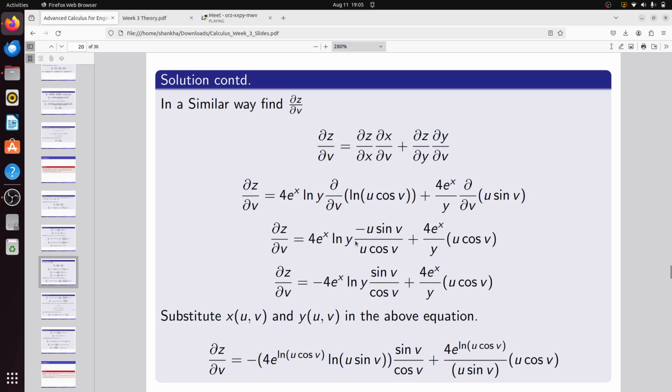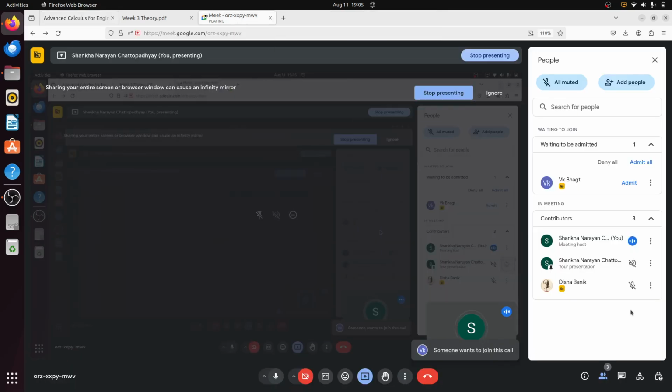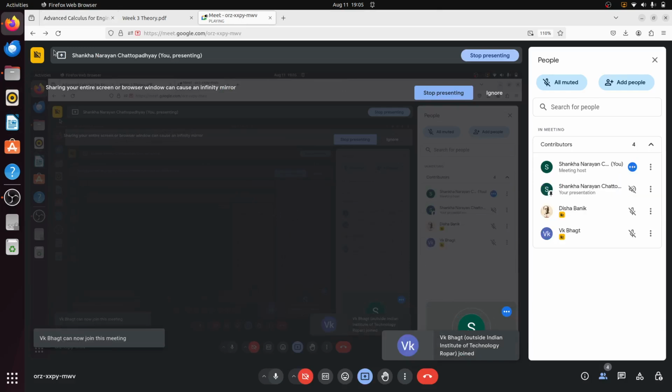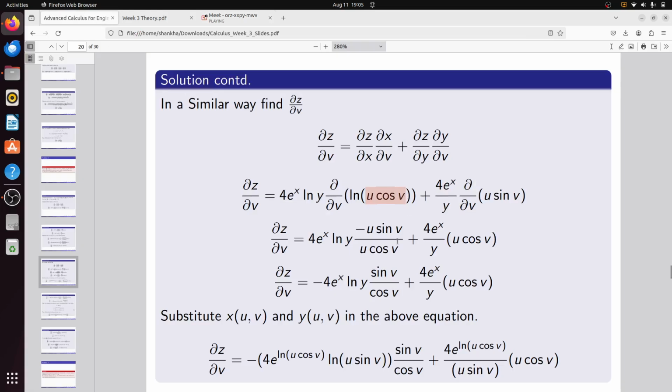So for 4e^x ln y, ln(u cos v), you take the partial derivative, so it will be 1/(u cos v), and then you need to take the derivative of u cos v with respect to v. So you will get minus u sin v, plus 4e^x/y times u cos v, and ∂y/∂v is just u cos v. The u will cancel, so minus 4e^x ln y sin v/cos v, plus 4e^x/y u cos v.